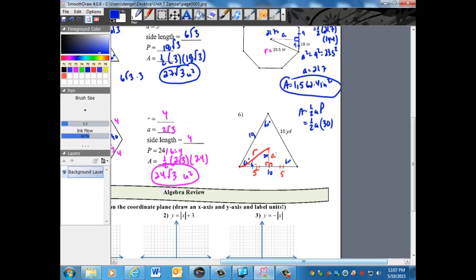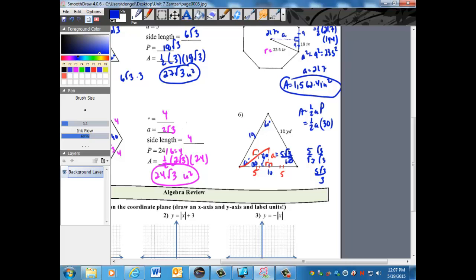Sorry, that's incorrect. Let me erase that. This angle is not going to be 30. What I meant to say is that this angle here is going to be 30 because the radius will bisect this angle, and this angle is 60. So 5 is a long leg. To move from the long leg to the short leg, we divide by rad 3. Multiply by rad 3 over rad 3. 5 rad 3 over 3 is our apothem, 5 rad 3 over 3.